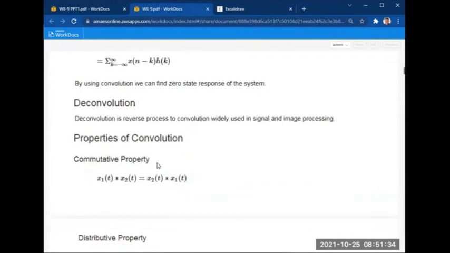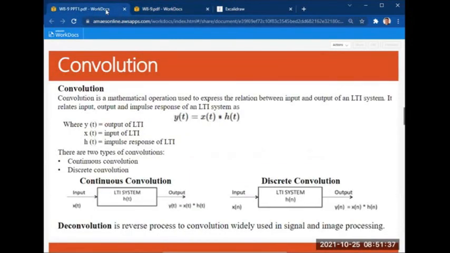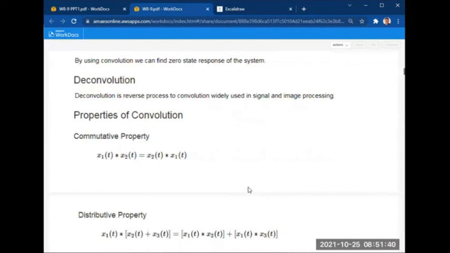Next, we have the deconvolution. Deconvolution is the reverse process to convolution. So we will separate x of t and h of t. We will separate the input signal and the impulse response. Next, we will discuss the different properties of convolution.